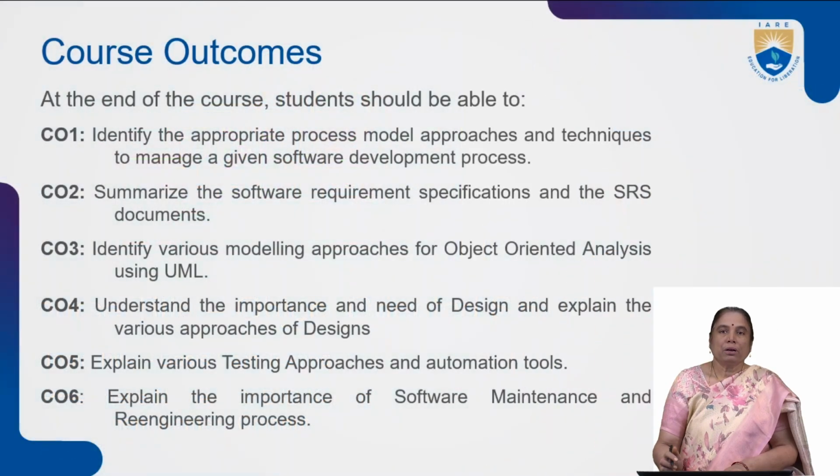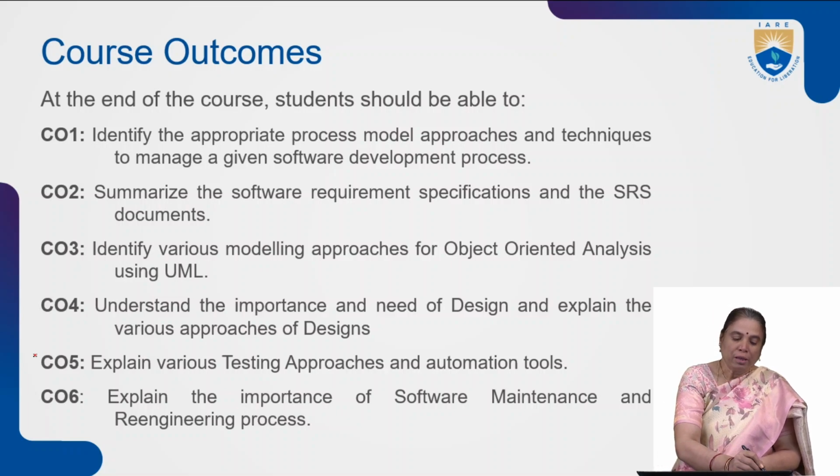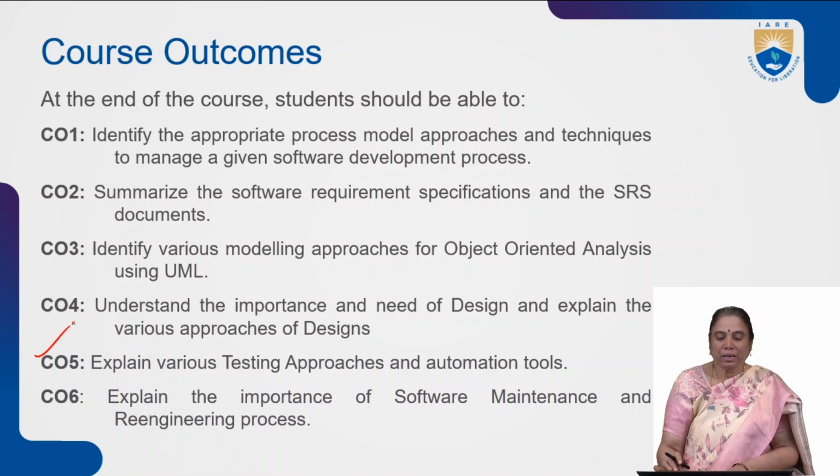The Object-Oriented Software Engineering course has 6 course outcomes. In this, the particular topic is mapped to the course outcome CO5: explain various testing approaches and automation tools.